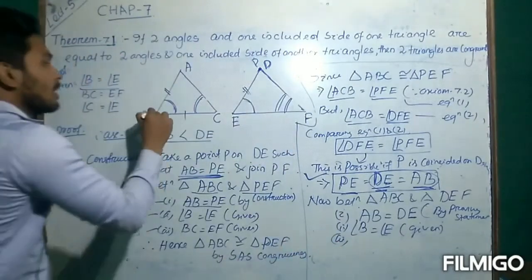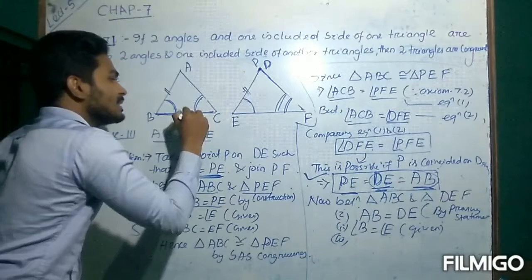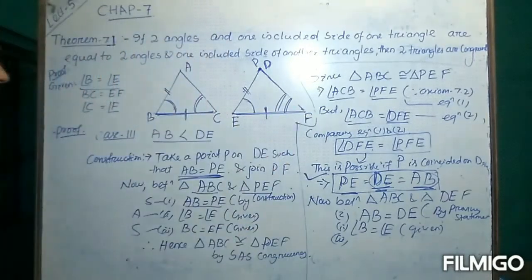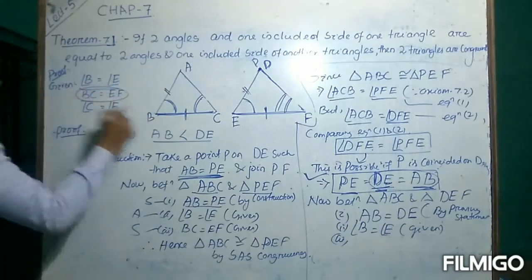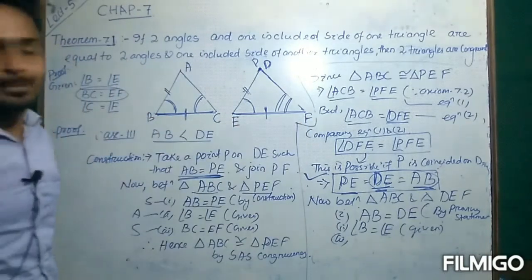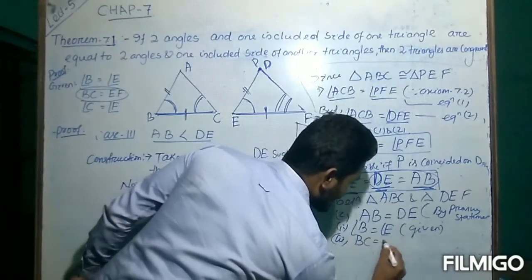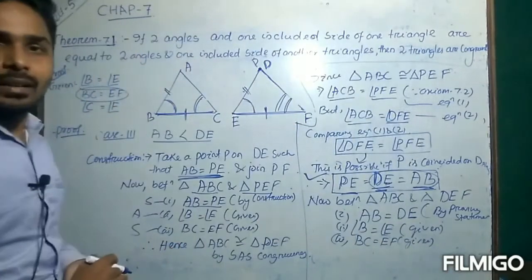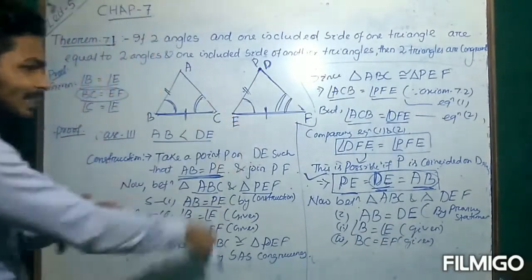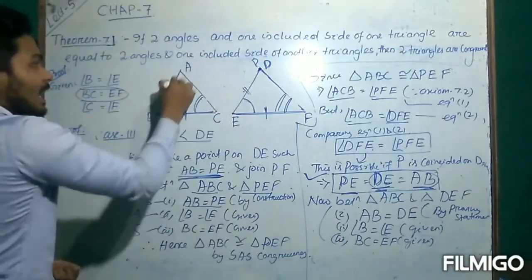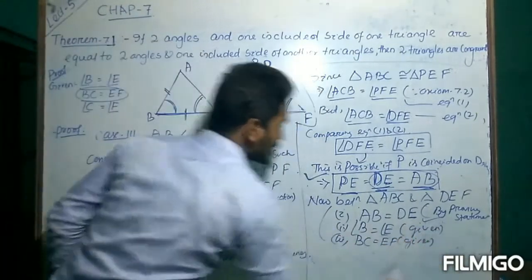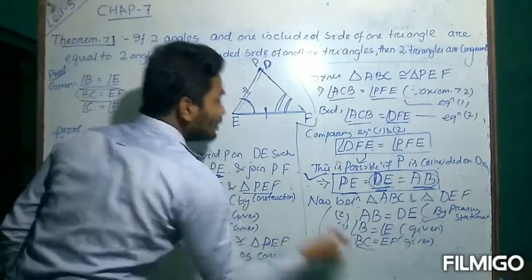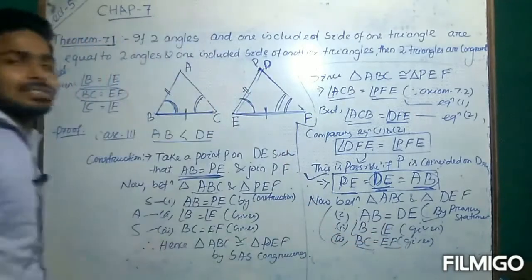Now coming to the third condition. Third condition is, in this triangle, this side BC is equal to, in this triangle, this side EF. Why? The reason is, it is given. BC is equal to EF. It is given. So we can write that BC is equal to EF because it is given. Okay, clear? So what do we get here? The three conditions are AB is equal to DE, first condition. This angle is equal to this angle, second condition. This side is equal to this side, EF, third condition.